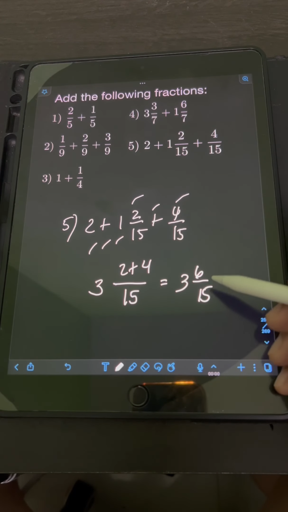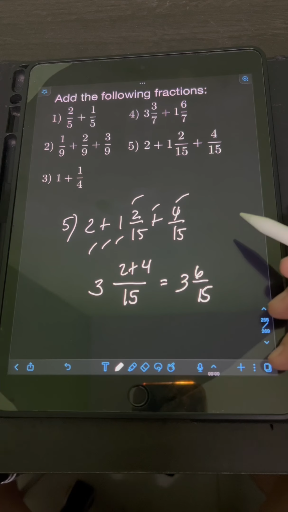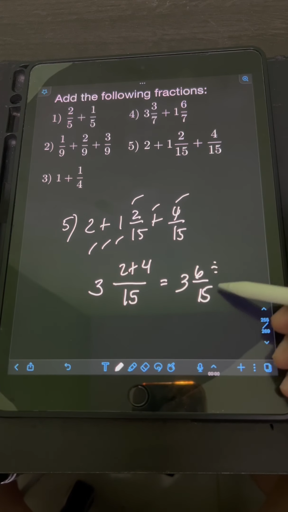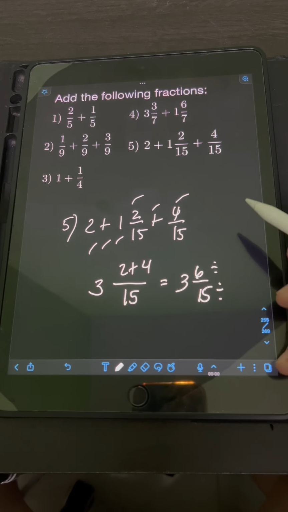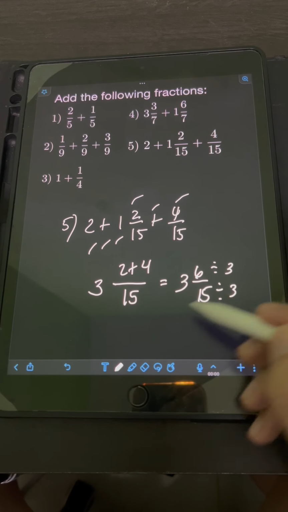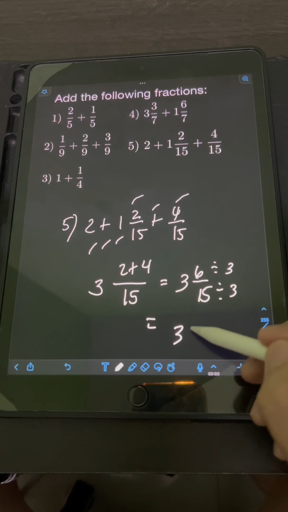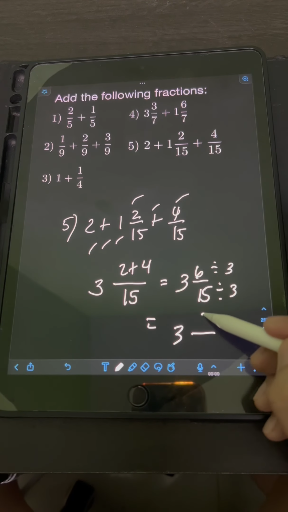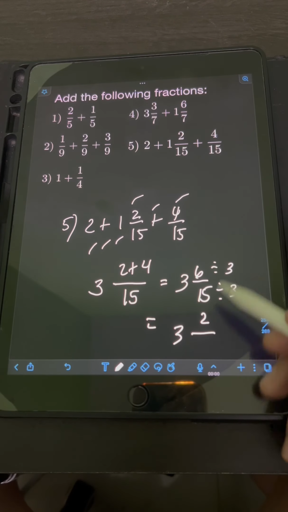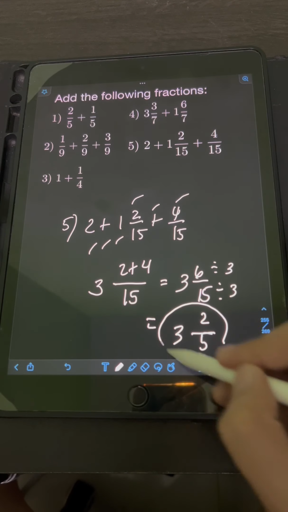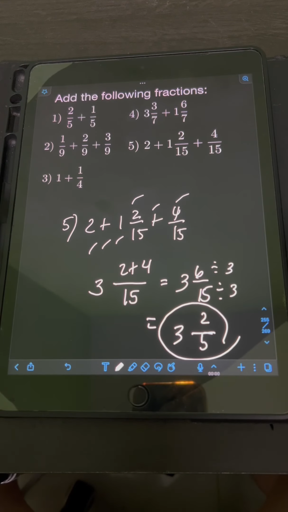So this 6 over 15, it's not yet in lowest term. We can divide both numerator and denominator by the GCF of 6 and 15, which is obviously 3. So we will have 3 and 6 divided by 3, that's 2, over 15 divided by 3, which is 5. So the final answer is 3 and 2/5.